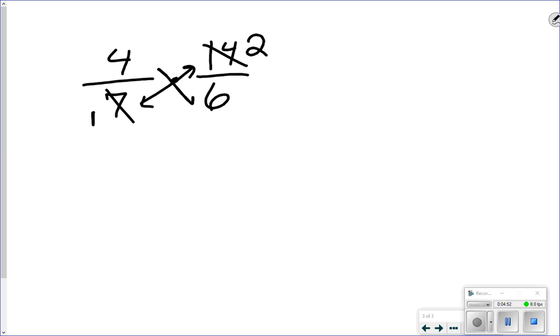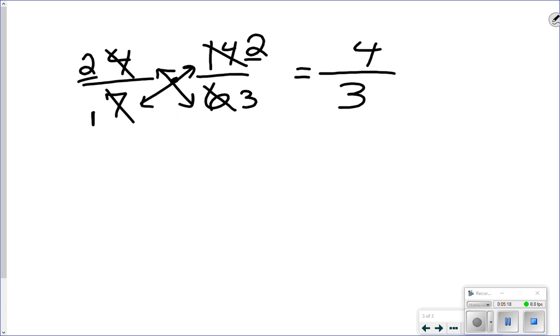Now I'll look at the other two, 4 and 6. The greatest common factor of 4 and 6 is 2. They're both divisible by 2, so I'm going to divide them both by 2. 4 divided by 2 is 2. 6 divided by 2 is 3. And then I just multiply straight across. I have a 2 times 2 on the top. That's 4 on the top. And I have a 1 times 3 on the bottom. So my denominator is 3. 4 over 3 is your answer.